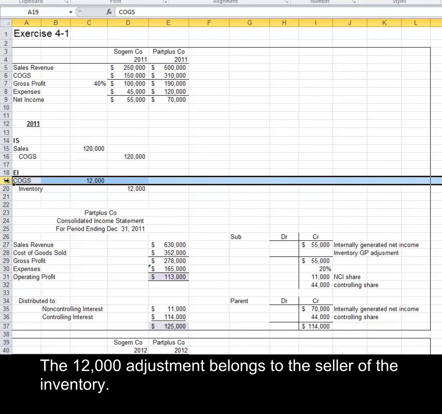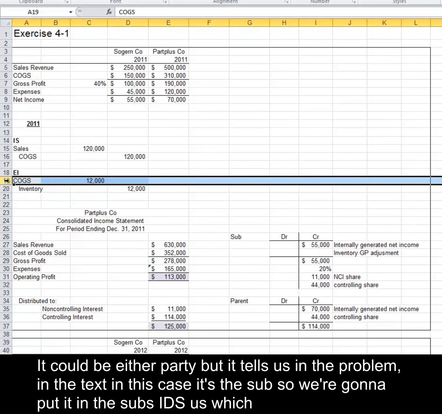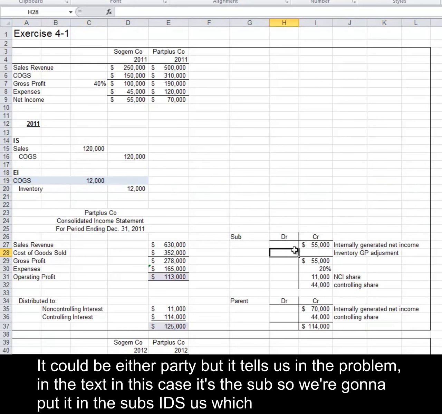The 12,000 adjustment belongs to the seller of the inventory. It could be either party, but it tells us in the problem in the text in this case it's the sub.